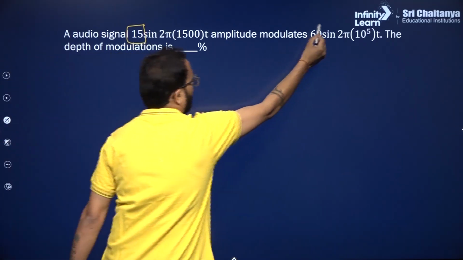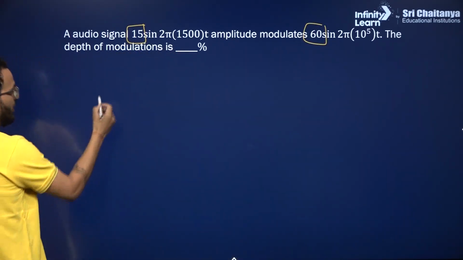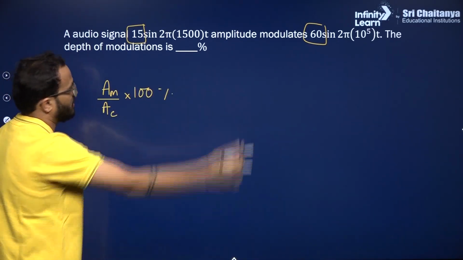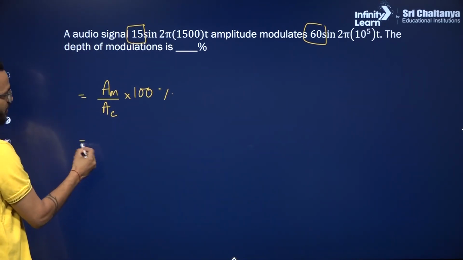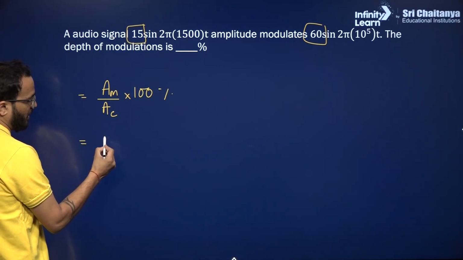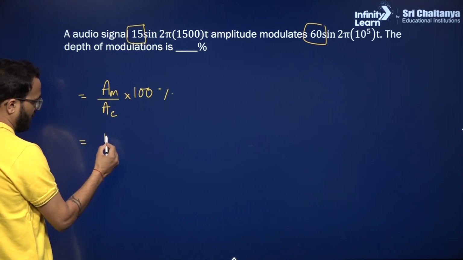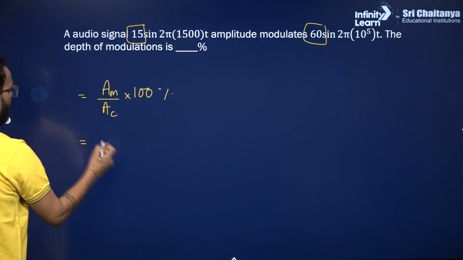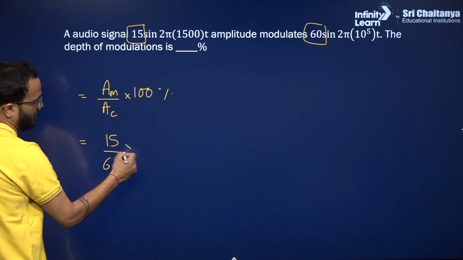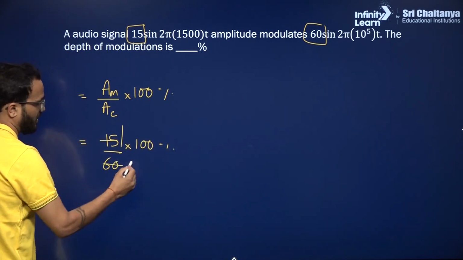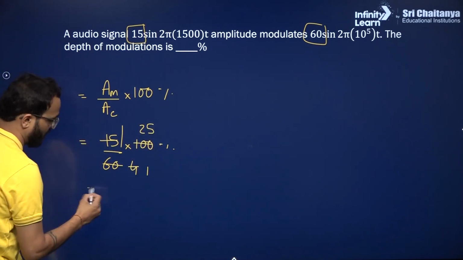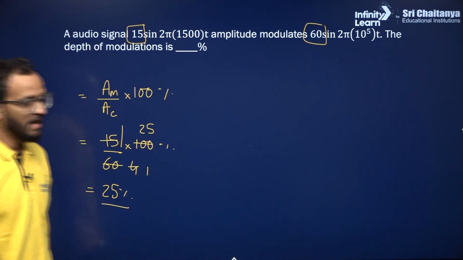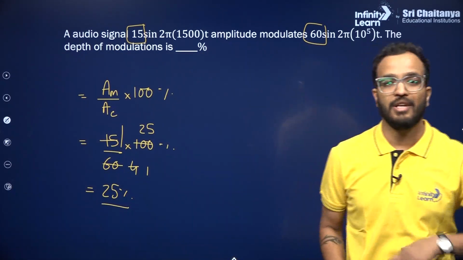Audio signal, how much is it? Amplitude is 15, carrier is 60, right? So it is Am by Ac into 100%. This is known as the depth of modulation or modulation index. So it will be 15 by 60 into 100%, which is 1 za 4, 1 za 25. Answer will be 25%. Got it? Simple. So depth of modulation, actually they are asking what is the modulation index.